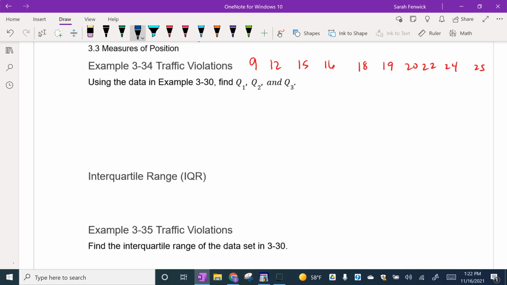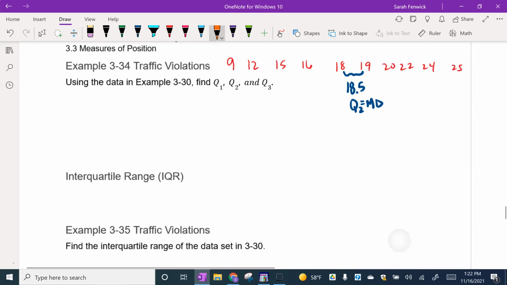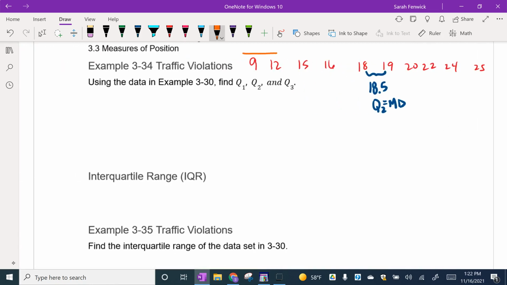I want to find Q1, Q2, and Q3. I've already got them in order. I know there are 10 data values. I need to find the halfway mark, which in this case would be 18.5. So that's Q2, which is also my median. Then I need to find the halfway point of each half of 5. So 15 is my Q1, and on this side, 22 is my Q3.